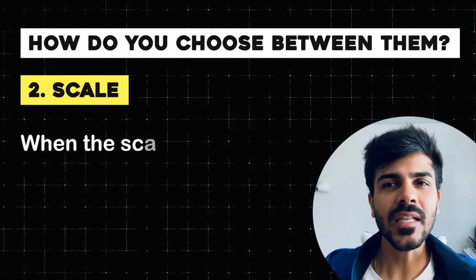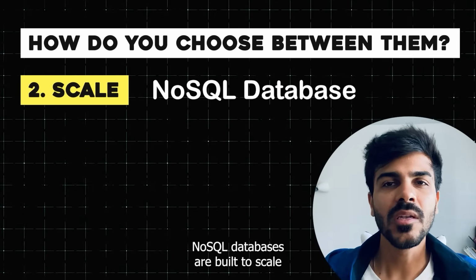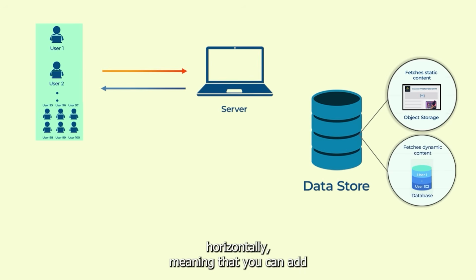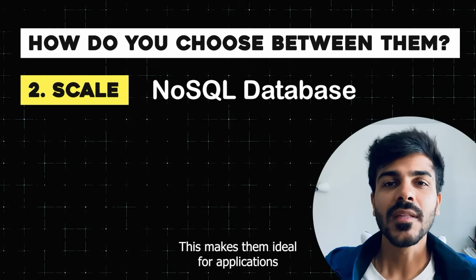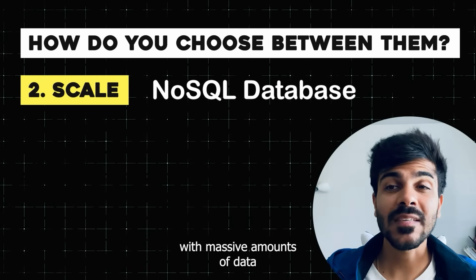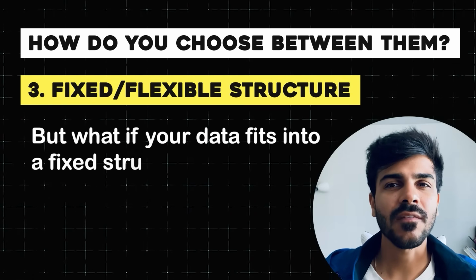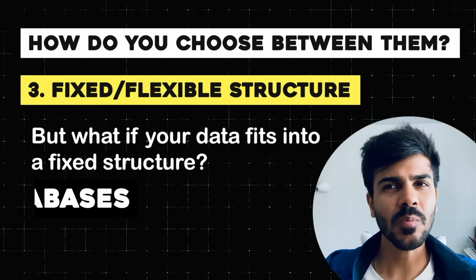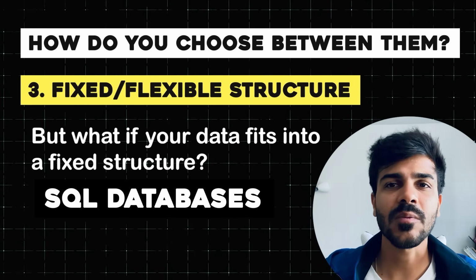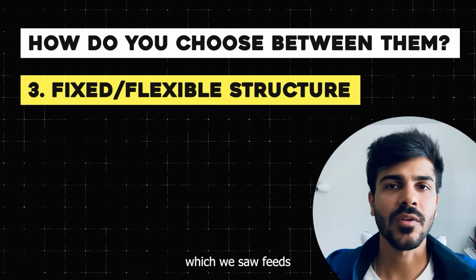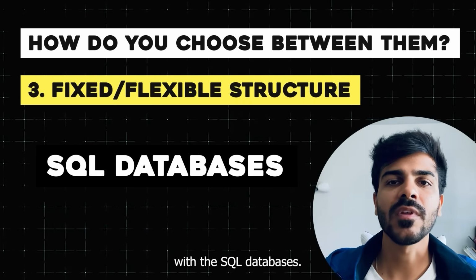Next is scale. When the scale is too large, NoSQL databases tend to perform better than the SQL databases. NoSQL databases are built to scale horizontally, meaning that you can add more database servers to handle more data. This makes them ideal for applications with massive amounts of data, like social media platforms or big data applications. But what if your data fits into a fixed structure? This should prompt us to think about SQL databases. If your data is well organized and has a consistent predefined format, like the user data which we saw, fields for name, email, phone number, address, etc. This kind of data goes very well with the SQL databases.